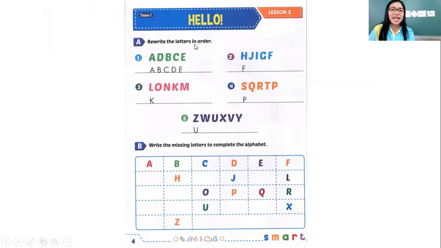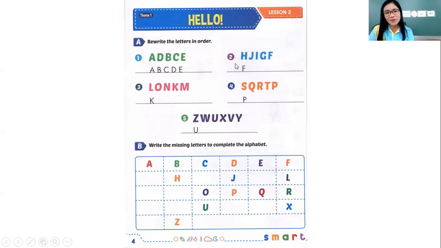A. Rewrite the letters in order. Oh, this is so easy for you. I know you can do it even in 1 minute or less than a minute. Number one is already given to you. A, D, B, C, E. So the order of the letters is A, B, C, D, E.